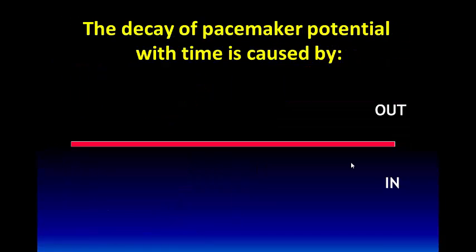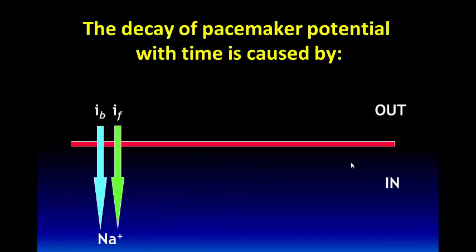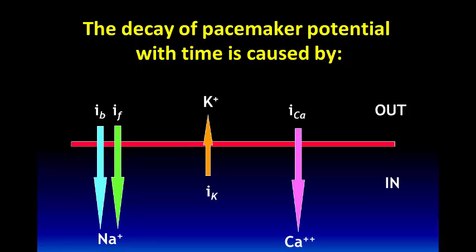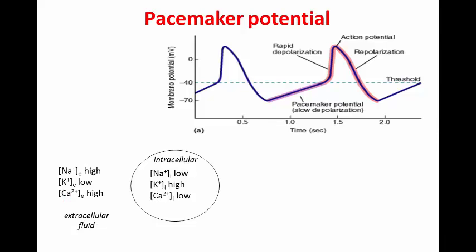So the decay of the pacemaker potential with time is caused by the IB and IF sodium currents. IF is a specific pacemaker current. It is also caused by the decreased permeability of the membrane to potassium, and in the latter part by influx of calcium through T-type calcium channels. And now let's describe the pacemaker activity in more detail.